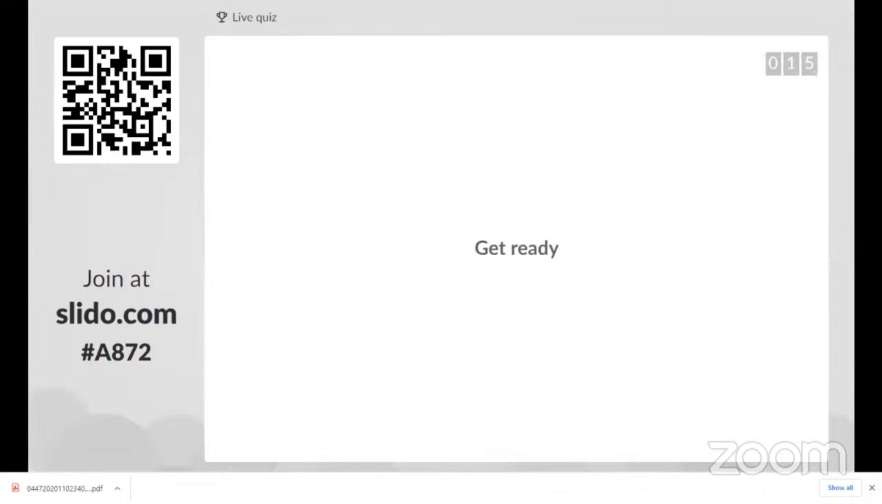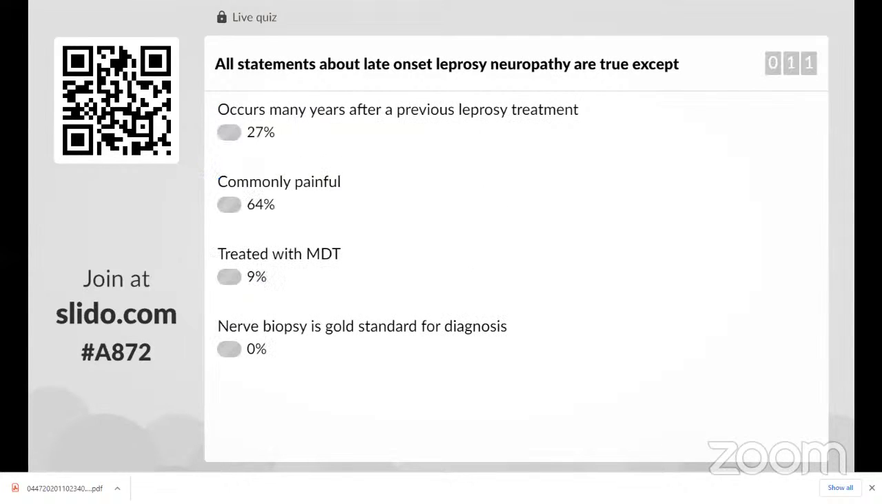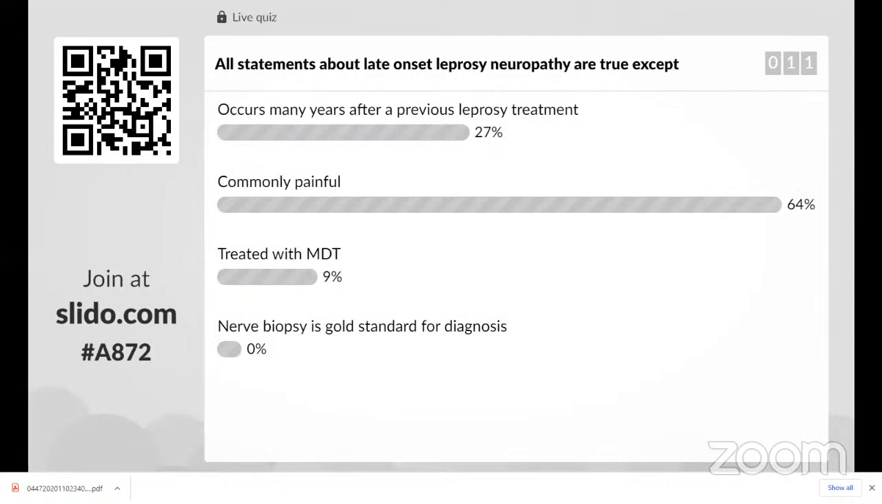Talking about leprosy and neuropathy again: all statements about late onset leprosy neuropathy are true, except it occurs many years after previous leprosy treatment, commonly painful, treated with MDT, and nerve biopsy is the gold standard for diagnosis. Please vote. Those who have attended, or who have seen these cases, would probably know it. Okay, two-thirds of people say it is commonly painful, while the rest are divided between the other two. The correct answer is treated with MDT.